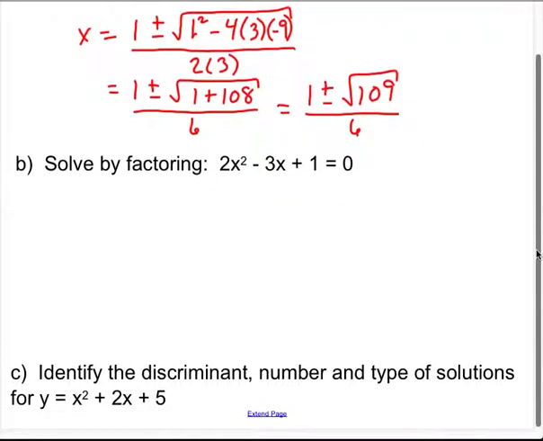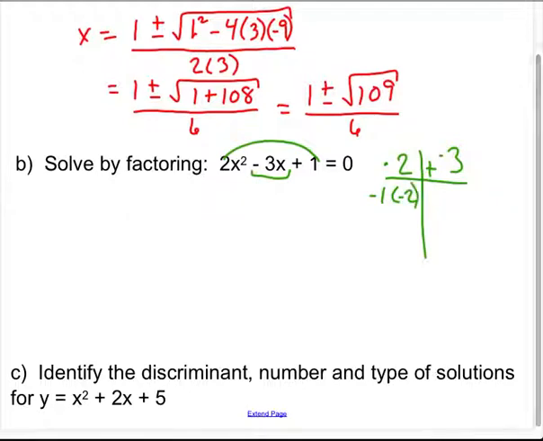Part B, solve by factoring. This is the AC method, where we multiply 2 by 1. So our T-chart is what multiplies to 2, and we're still looking at the B to see what it adds to. We're adding to -3. So what numbers multiply to +2 and add to -3? I kind of run through the list in my head, and I came up with -1 times -2 is +2, and -1 plus -2 is -3.